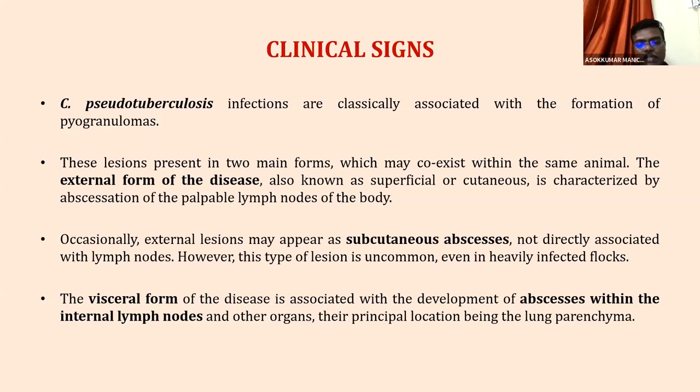Whereas the visceral form of the disease is usually associated with the development of abscesses within the internal lymph nodes and other organs, their principal location being the lung parenchyma.